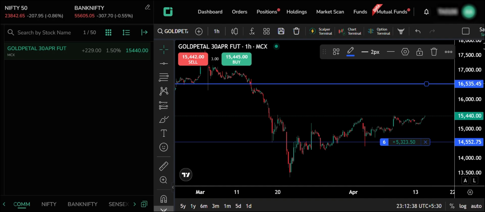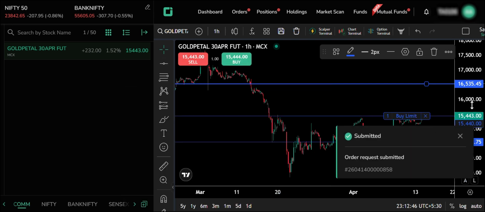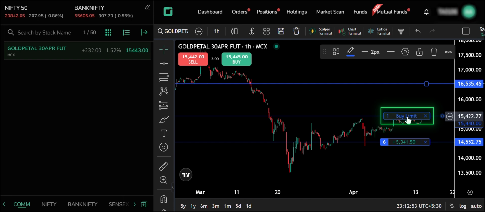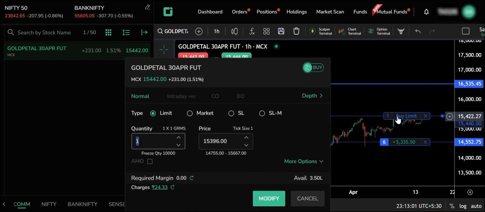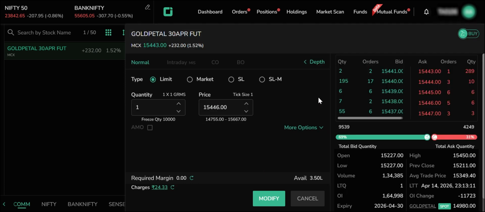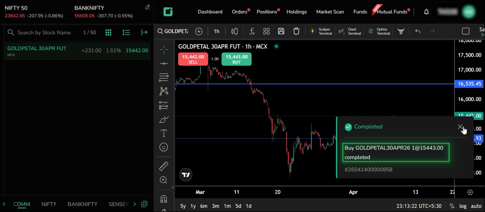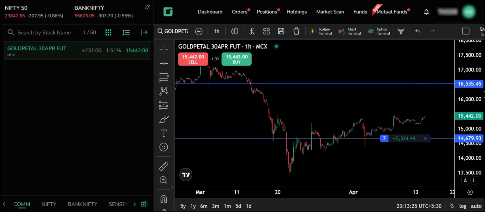So what I would do over here is, I want to buy it, click buy, one contract at 15,440, click buy. So the order got submitted. Let me modify it a bit because the price has gone up by 15,446, because the price is currently higher than what I had placed. So I'll put it around 15,444 and modify that. So the order got executed at 15,443.